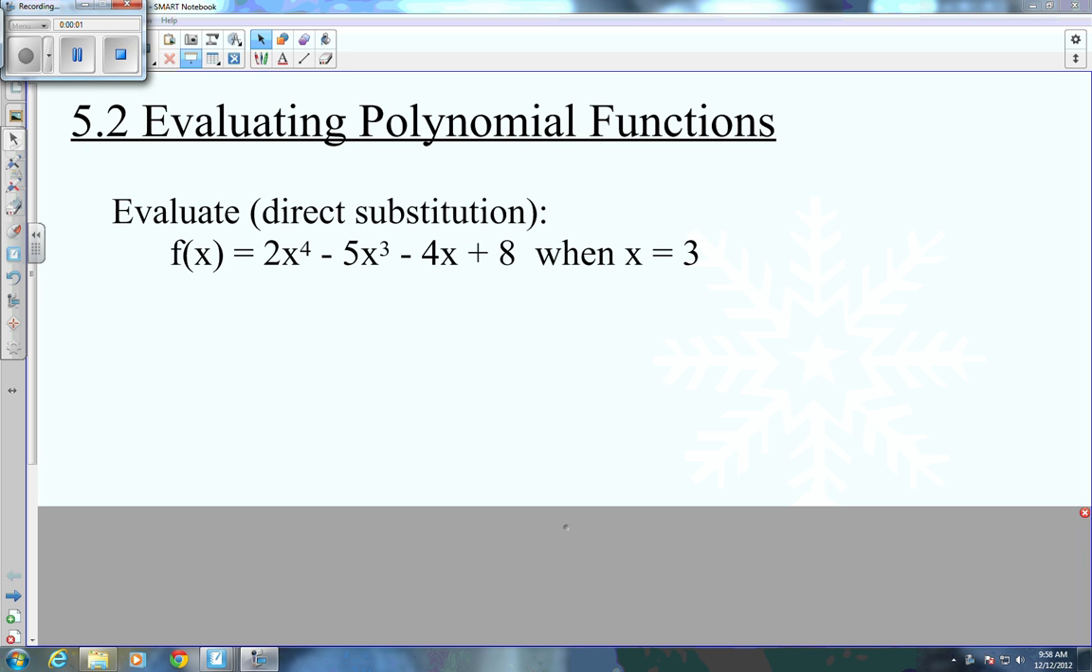2.2, we're going to evaluate polynomial functions. So the first thing I want to do is review and remind you. Raise your hand if you can tell me what is a polynomial function. Well, what's poly mean? Many. The nomials, well, terms. Okay, so we have many terms. So that's what the word means. A function with a lot of terms.